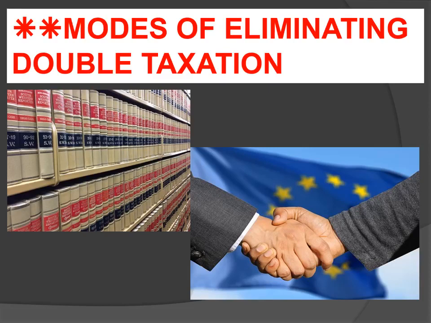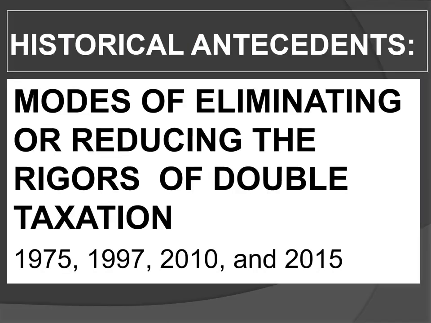Technically, there are two principal ways of eliminating or easing the rigors of double taxation, which is indirect duplicate. One is by statute, the other is by treaty. But we'll talk about that in detail in a little while.